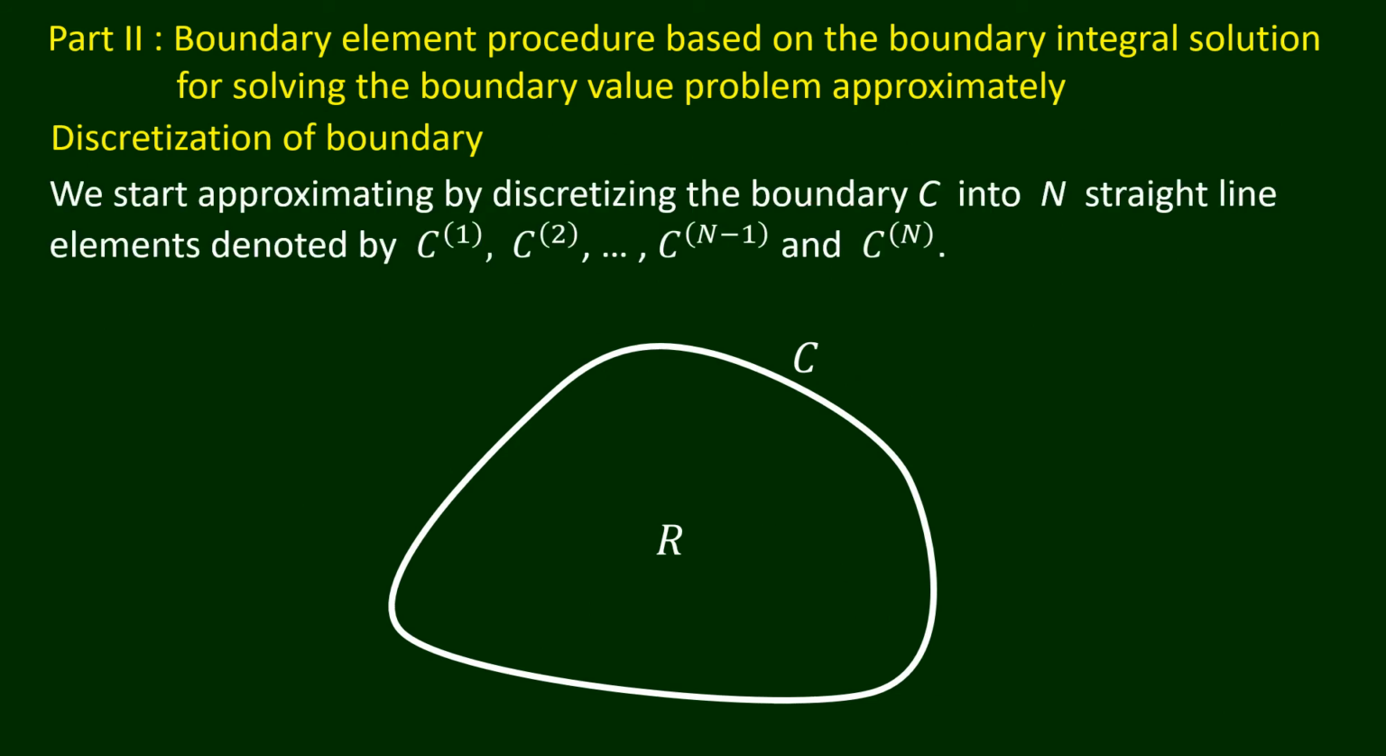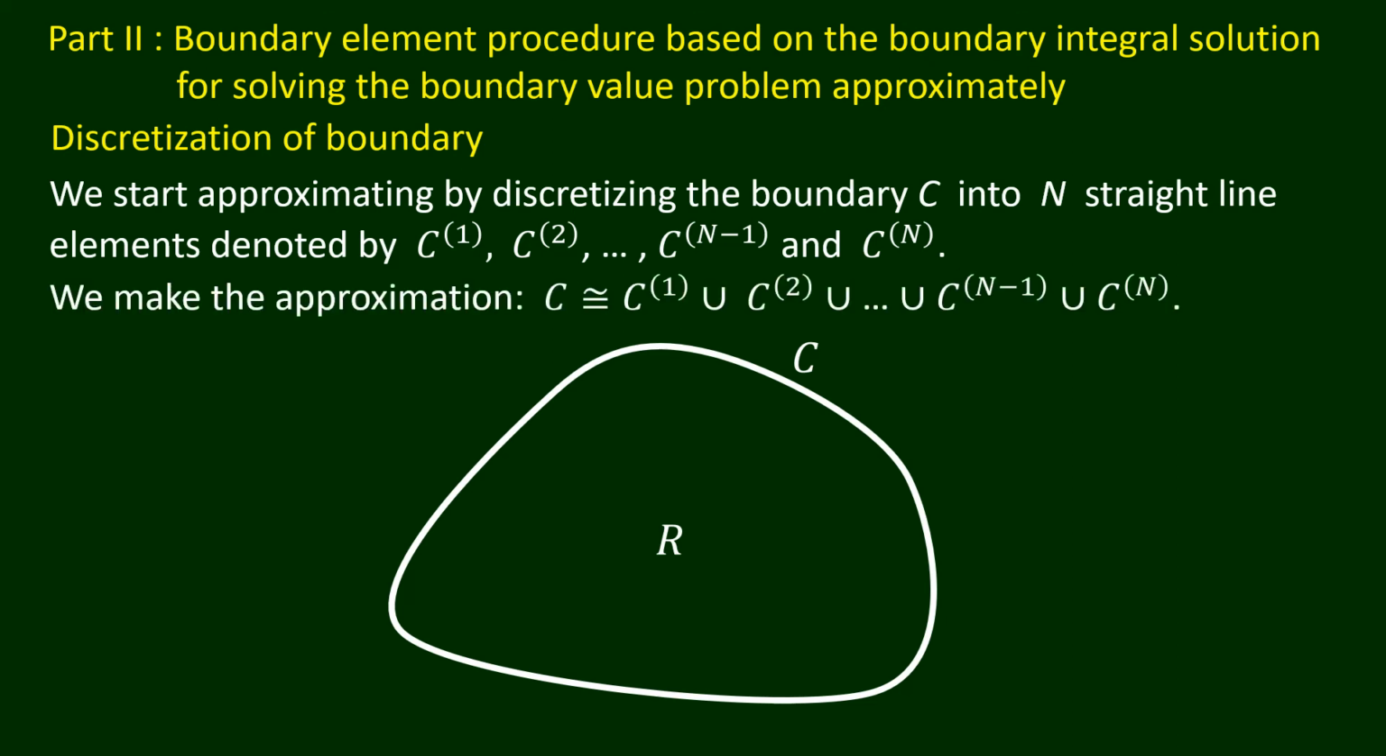We start approximating by discretizing the boundary, C, into straight line elements. We put n well-spaced out points on C, and join two consecutive points to form n straight line elements. We denote the straight line elements by C1, C2, and so on, until Cn-1 and Cn. The boundary, C, is approximated as being made up of the n straight line elements. We show here how C is discretized into 6 elements.